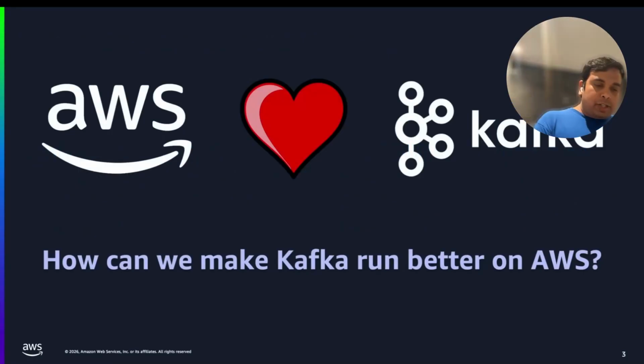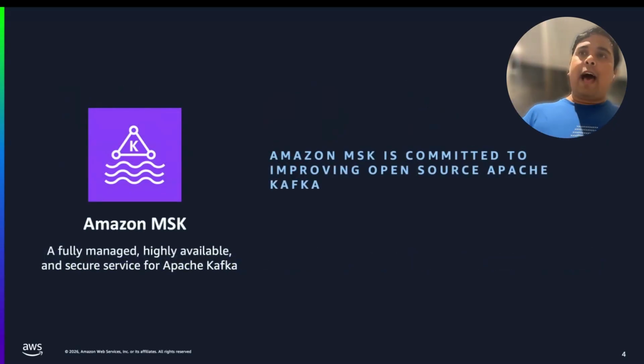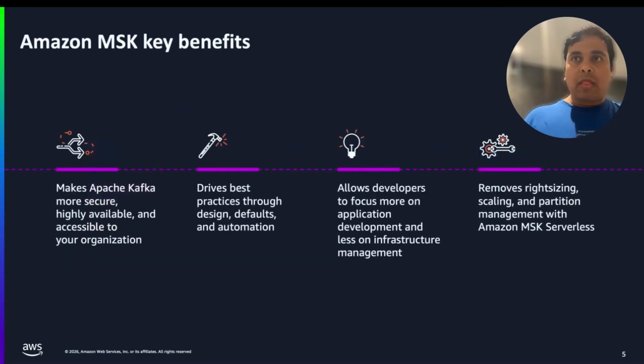And when we talk about streaming, Kafka stays center stage. And we at AWS are constantly innovating to ensure how to run Kafka better on AWS. That's where Amazon MSK comes in, a fully managed, highly available, secure service for Apache Kafka. It eliminates the operational overhead. And furthermore, AWS is deeply committed to improving open source Apache Kafka. Let's look at some of the MSK benefits.